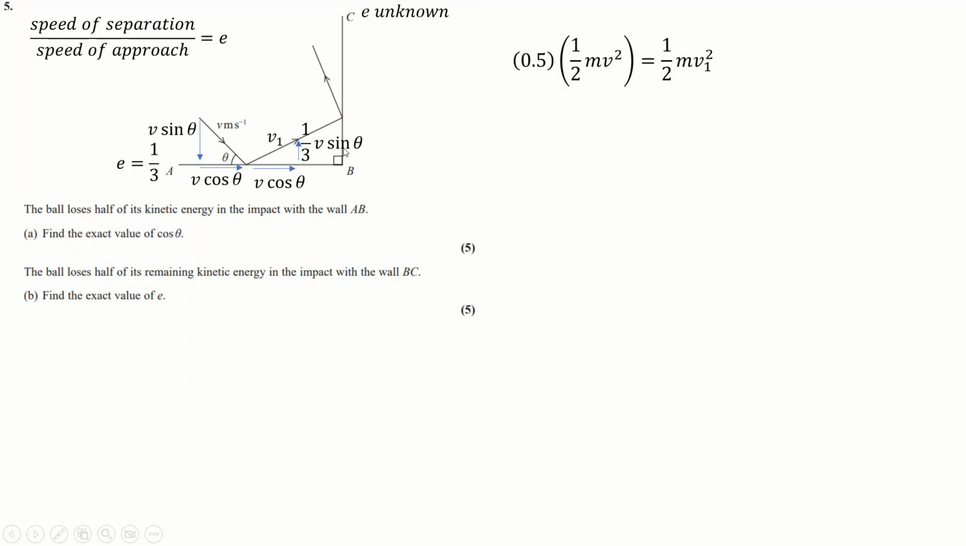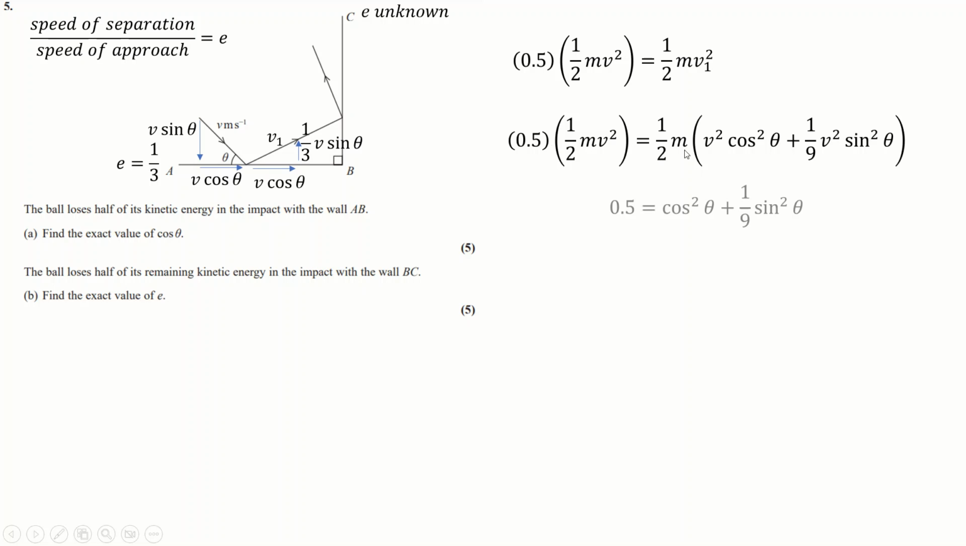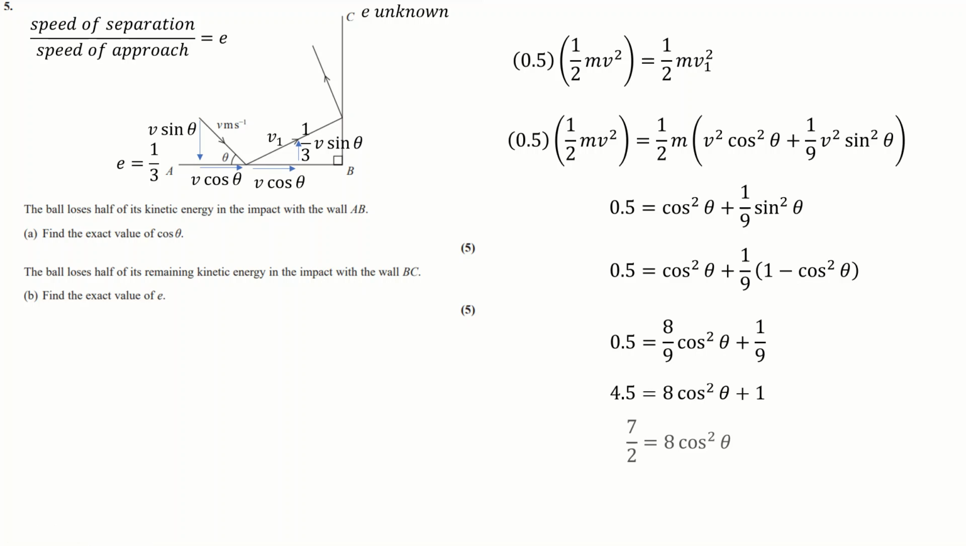Well, if I just call it v1 for instance, I'm told that if I halve the initial kinetic energy, I'm going to get the final kinetic energy, so that's where that 0.5 comes from. Now v1 squared is just this squared plus this squared because of Pythagoras. So I can put that in. This squared is v squared cos squared, this is 1/9 v squared sine squared. And yeah, I think I can just cancel out the half mv squareds here to get this. And sine squared is 1 minus cos squared, so I think I'll get that. Rearrange some more, keep rearranging, keep solving, and square root, and you get this.